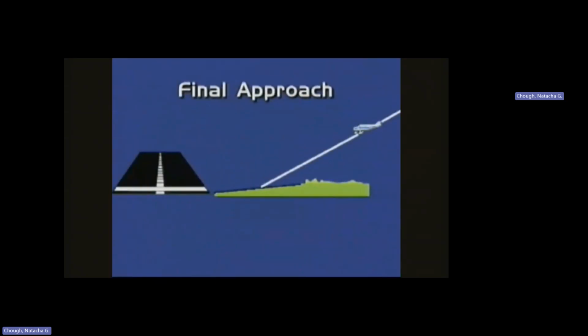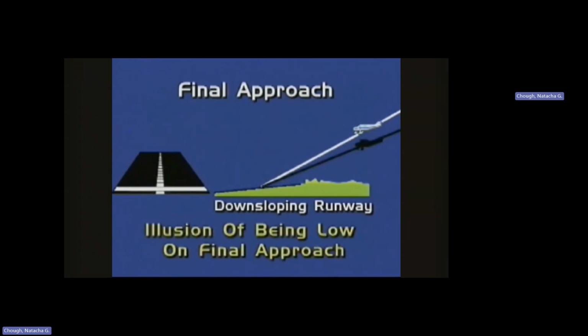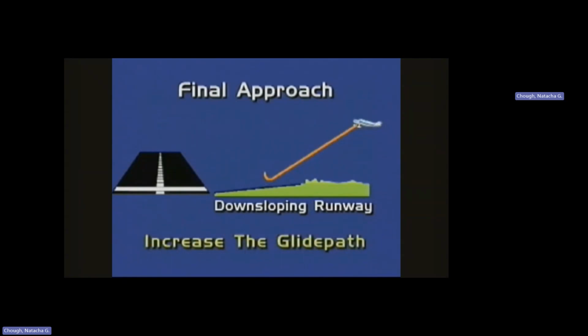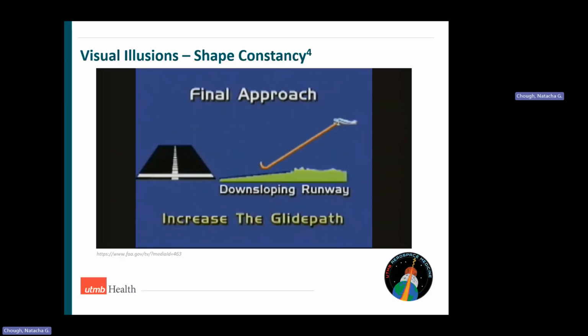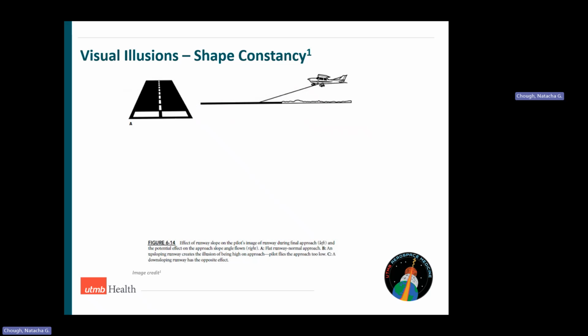A final approach over flat terrain with a downsloping runway may produce the visual illusion of being low on final approach. If you believe this illusion, you may respond by pulling the nose up to increase the glide path. This action may result in a low-altitude stall or missed approach. Let's break down those illusions and look at them in more detail.